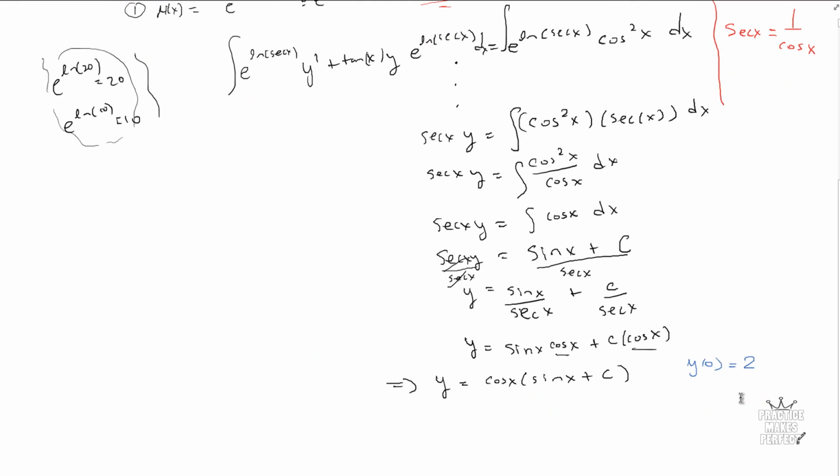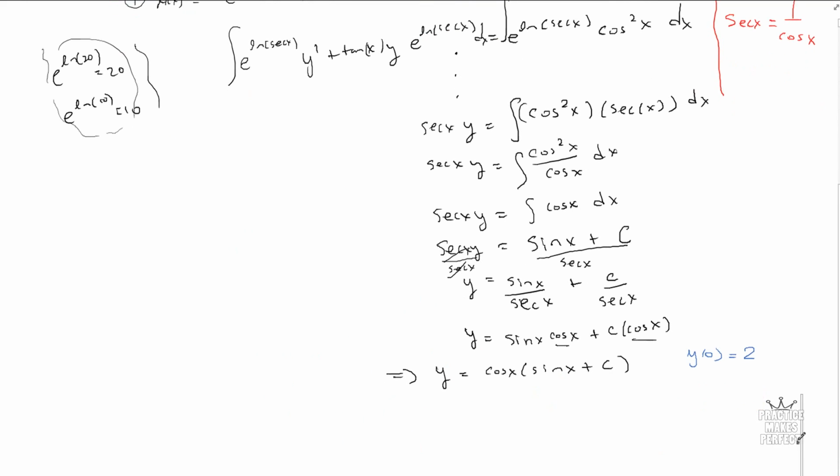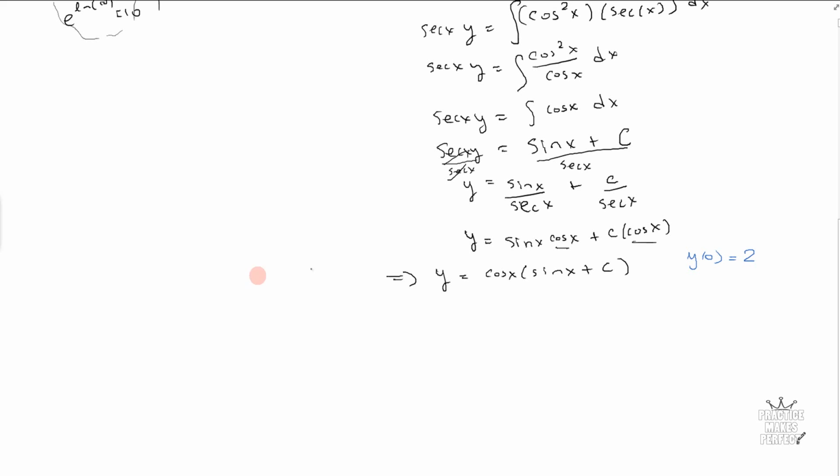Okay, cool. So we're going to just plug in our initial value. So y at 0 is equal to 2. So when x is equal to 0, y is equal to 2. X equals 0, so cos of 0 is 1. Sine of 0 is 0, plus the constant c. So 2 is equal to c. So our c is equal to 2.